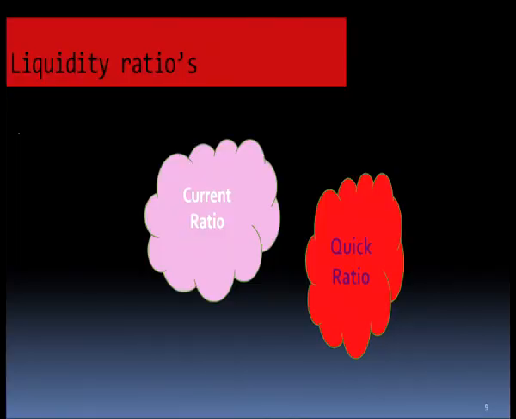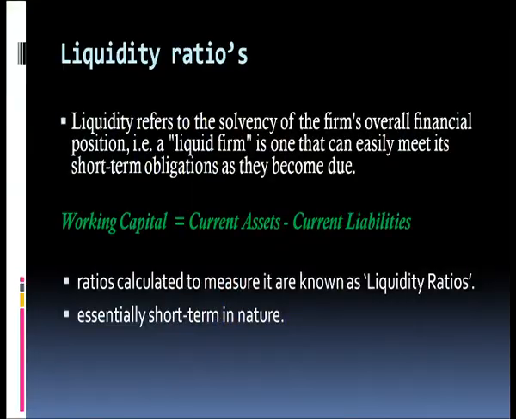So, we come to the first kind of ratio, that is liquidity ratio. In this we will study today the current ratio and the quick ratio. Now, liquidity ratios are those that help us to identify what is the solvency position of the firm in the short run, which means we are talking of current assets and current liabilities.